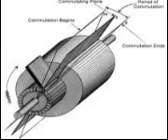Armature. The armature assembly consists of armature coils wound on an iron core, a commutator, and associated mechanical parts.